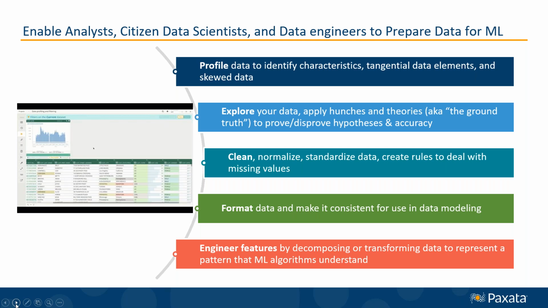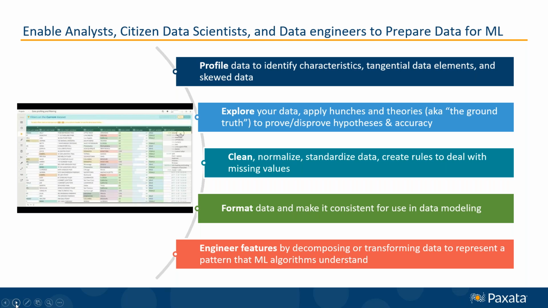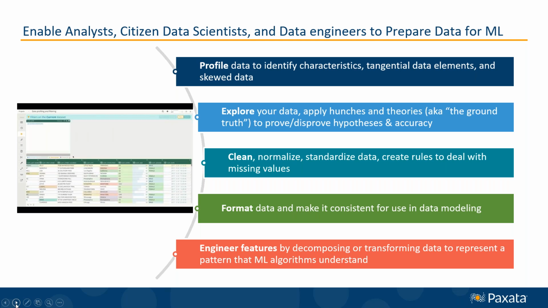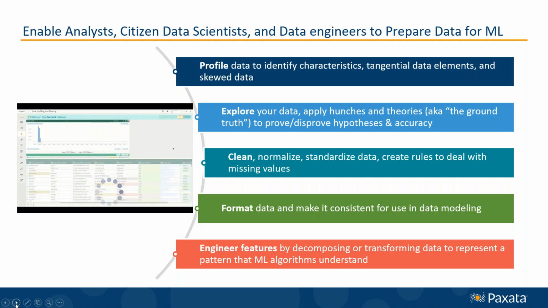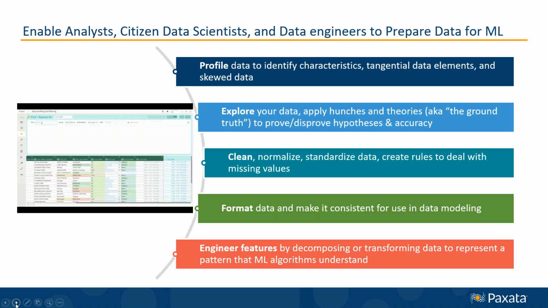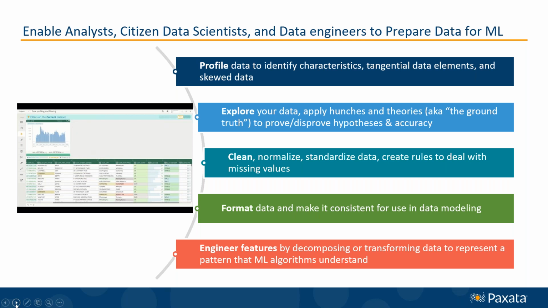We want to be able to clean it, normalize it. I mentioned it earlier: in one system something is called CA for California, in another it's spelled out California, and in another it is maybe misspelled. How do I quickly standardize these values? Create rules. If there are missing values, how can I come up with an easily computable rule that can help me fill in the values there?